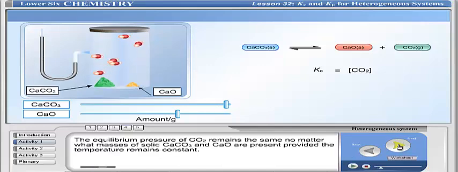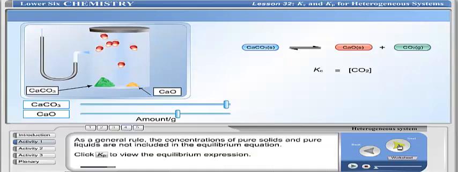The equilibrium pressure of carbon dioxide remains the same no matter what masses of solid calcium carbonate and calcium oxide are present, provided the temperature remains constant. As a general rule, the concentrations of pure solids and pure liquids are not included in the equilibrium equation. Click the Kp button to view the equilibrium expression.